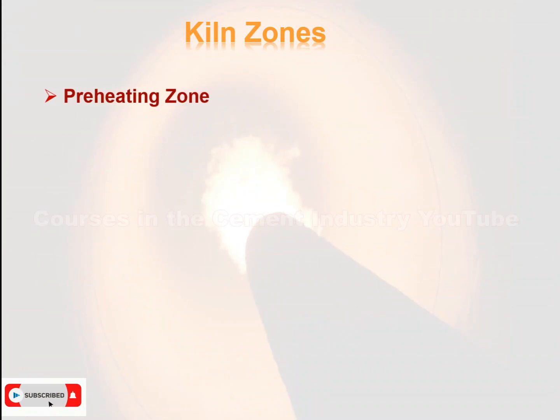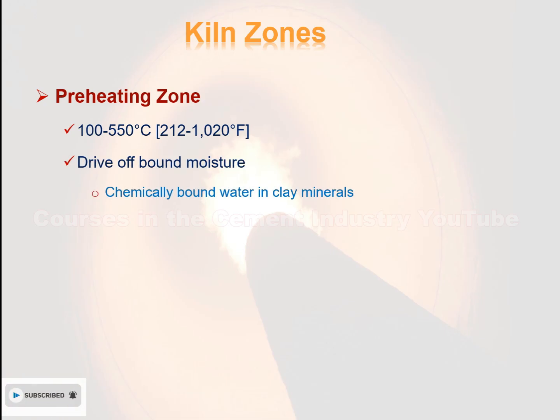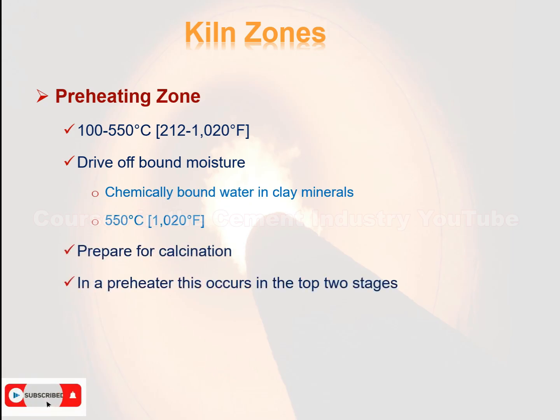Preheating zone. The temperature range in this region is 100 to 550 degrees, to drive off bound moisture, chemically bound water in clay minerals. At 550 degrees, prepare for calcination. In a preheater, this occurs in the top two stages.